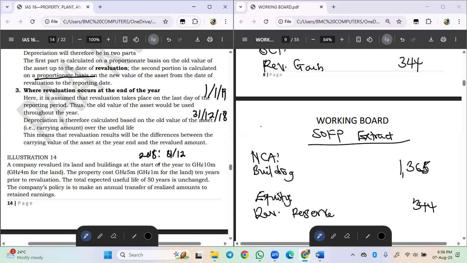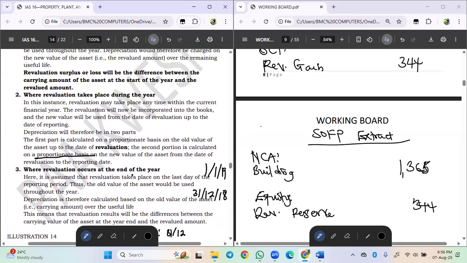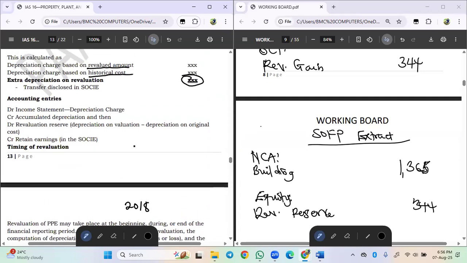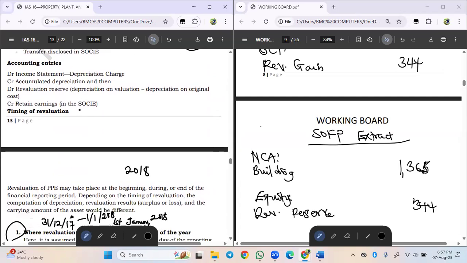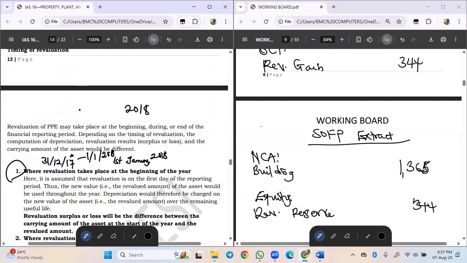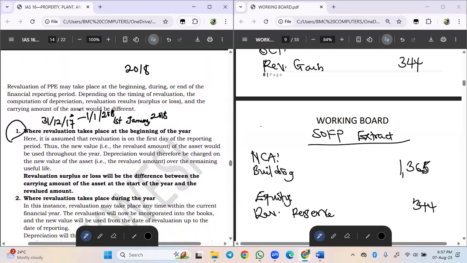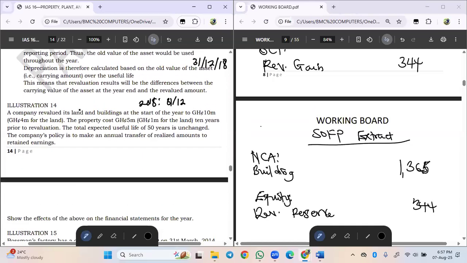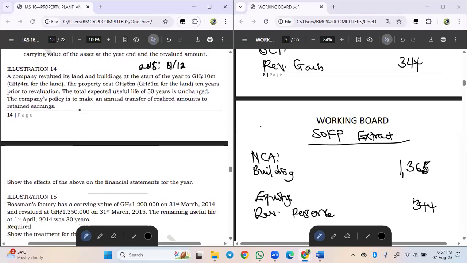Please, we will pick a question where we have the extra depreciation, and I've already explained how you are going to determine your extra depreciation and how you are going to treat it. If you are getting extra depreciation, you transfer it from the revaluation reserves to retained earnings, and that will be done in the statement of changes in equity. I think Illustration 4 is an example of that.